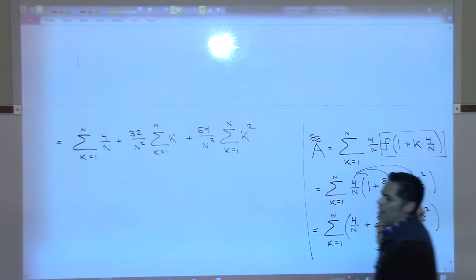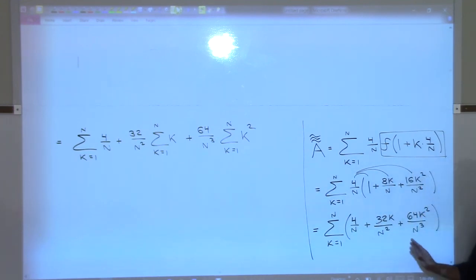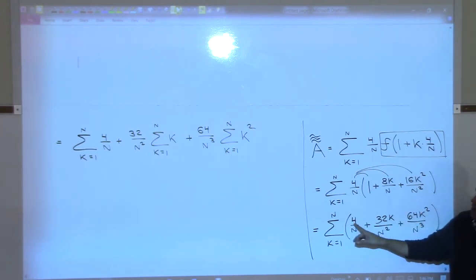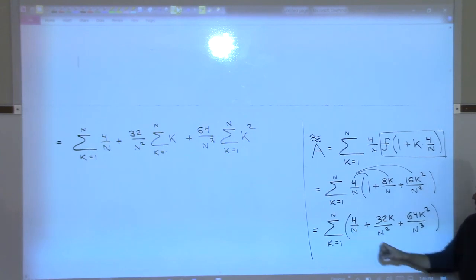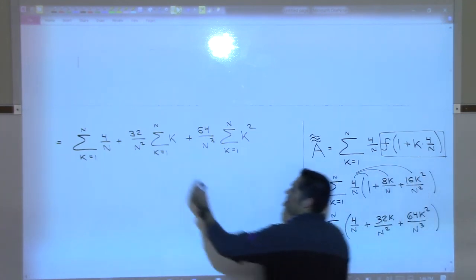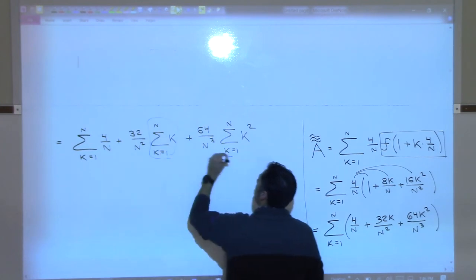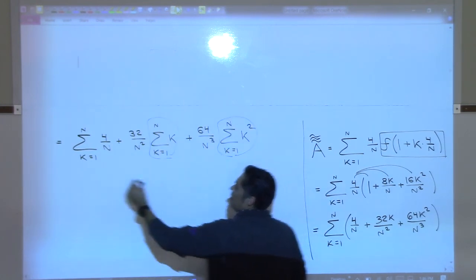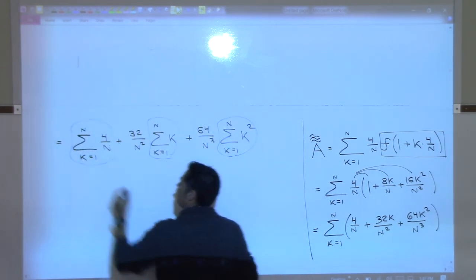There we go. Okay, so what I did is I treated everything that didn't have k as a constant and pulled it out. So 32 over n squared, I split it into 3 separate sums, right? And then I left the 4 over n there because it's a constant. This right here, I pulled the 32 over n squared out, and here I pulled the 64 over n cubed out. And that was to kind of isolate these common sum formulas right here. And then this one I actually know also, right?